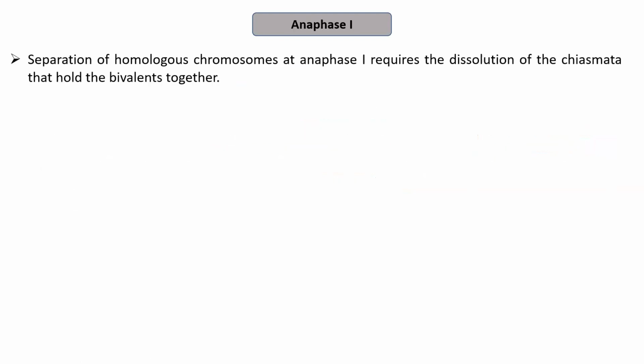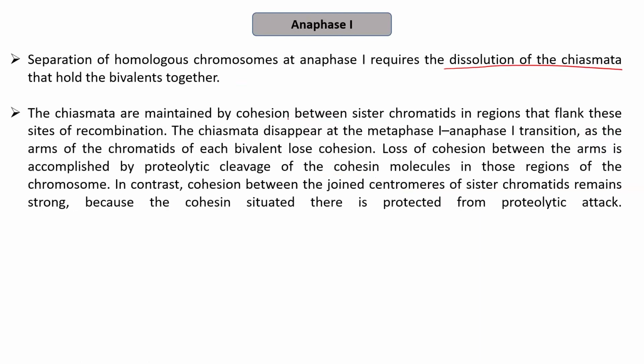The next is anaphase 1. The separation of homologous chromosomes at anaphase 1 requires a dissolution of the chiasmata. The chiasmata are maintained by the protein cohesin. This cohesin is present between the sister chromatids in regions that flank the sites of recombination. The chiasmata disappear at the metaphase 1 to anaphase 1 transition, and the arms of the chromatids lose their cohesion. The loss of cohesion between the arms is accomplished by the proteolytic cleavage of the cohesin molecules.